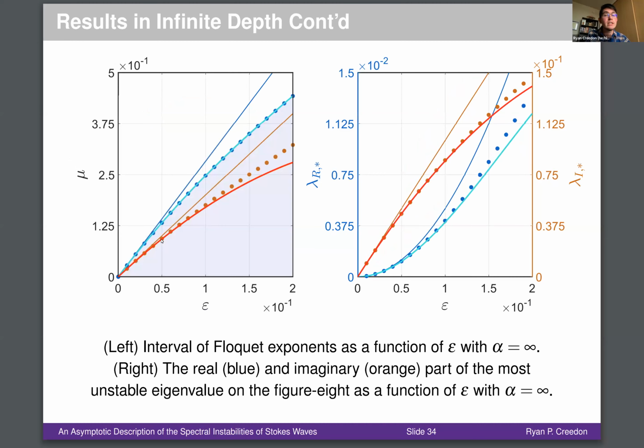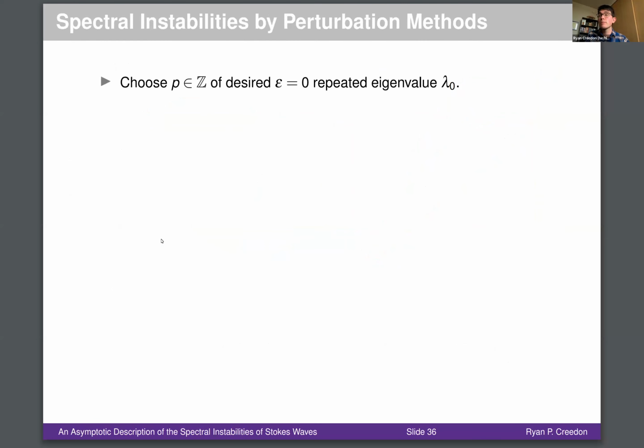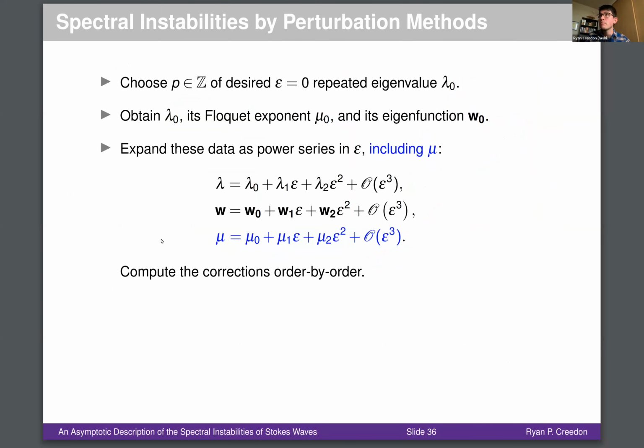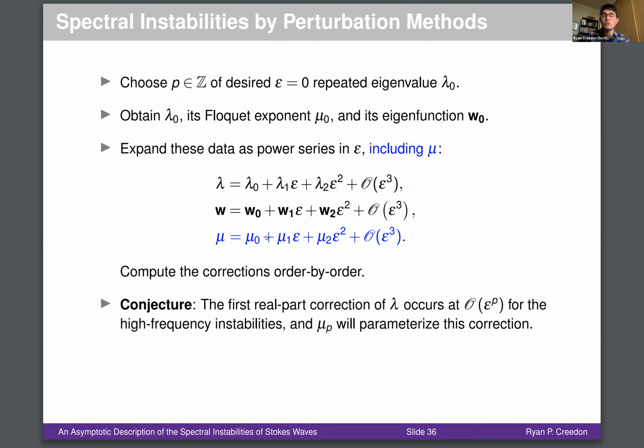And they work in infinite depth as well. So just to summarize, these perturbation methods are relatively simple-minded. They're relatively elementary to do. You start with your repeated eigenvalue and your epsilon equals 0 spectrum. You expand these. For Benjamin-Feir, you have to be a little bit careful how you expand that Floquet exponent. But otherwise, you turn this into a regular perturbation theory problem.